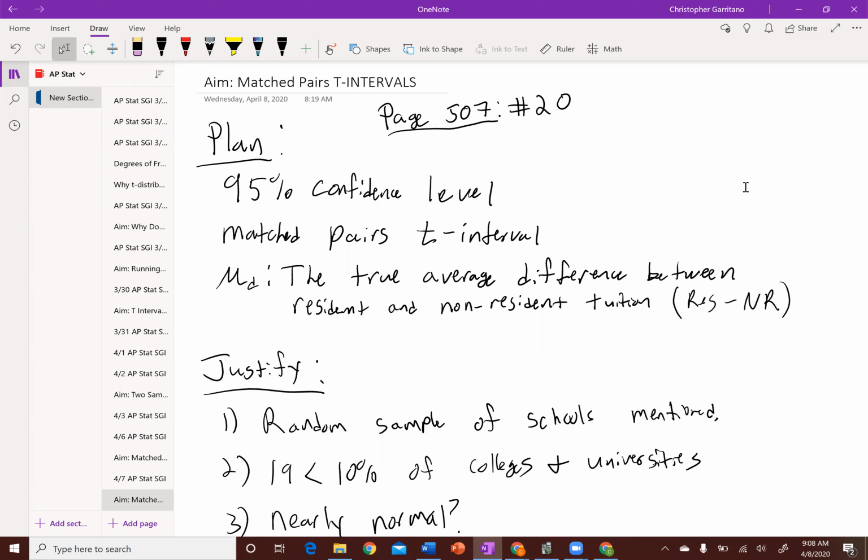Today we're going to discuss matched pairs T intervals.